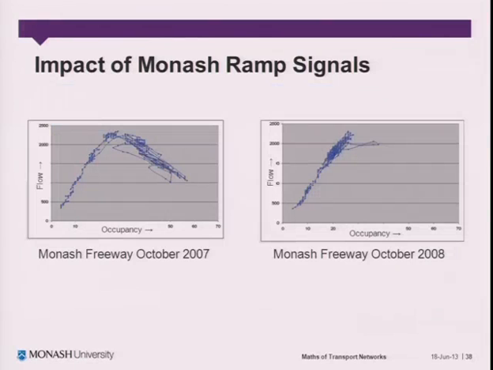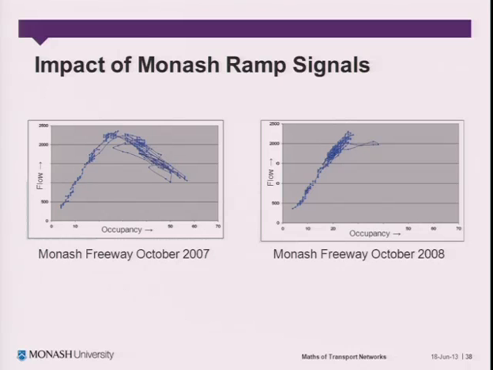So this is a kind of diagram of the flow against the occupancy on the freeway. On the left, we see how it was before the coordinated ramp signals were introduced. As the occupancy increases, so there are more and more cars per minute, the flow increases until it reaches a certain point of occupancy, beyond which, as you have increased occupancy, so more cars arriving, the actual flow past a point will reduce.